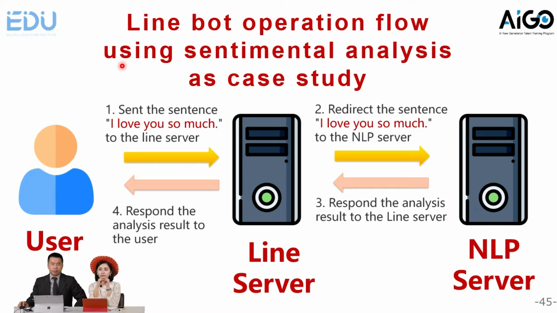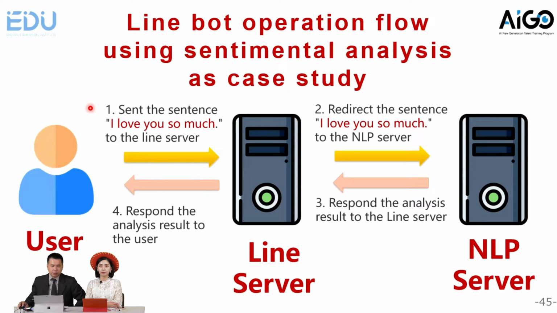The operation flow of the LINE Bot consists of three parts. The first one is the user, then the LINE server and the NLP server. So the most important thing you need to do is try to build an NLP server, and then you can let the user, your patient, or your business use the LINE Bot, the AI chatbot. The flow chart is described in the slide.